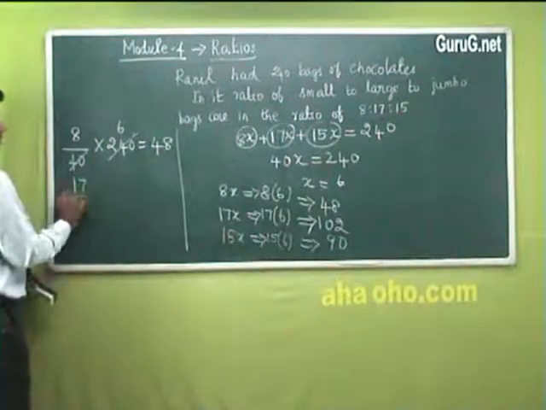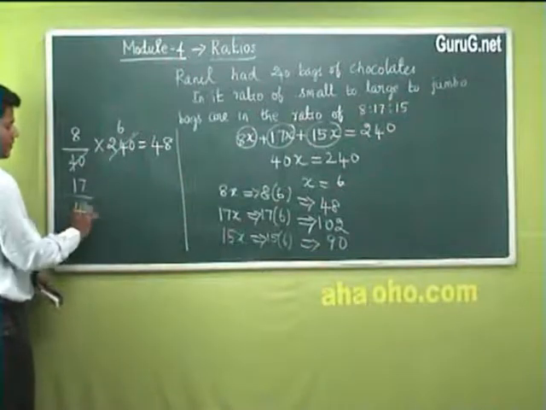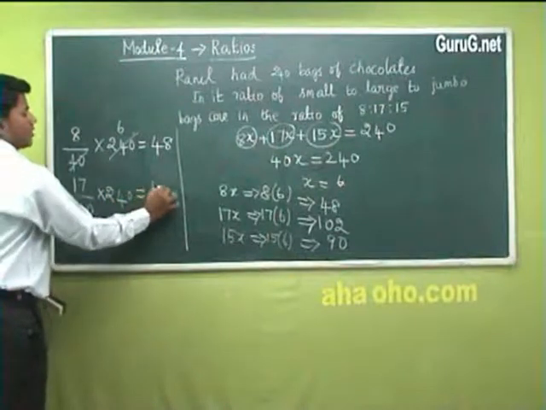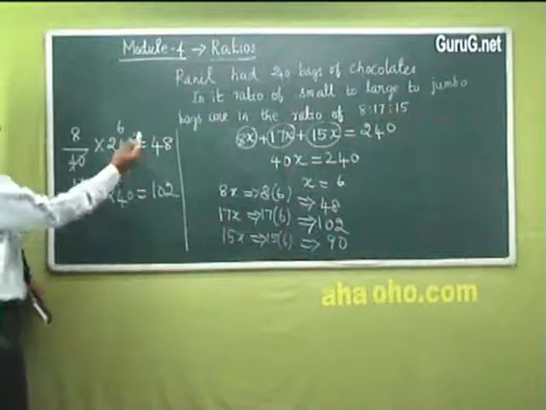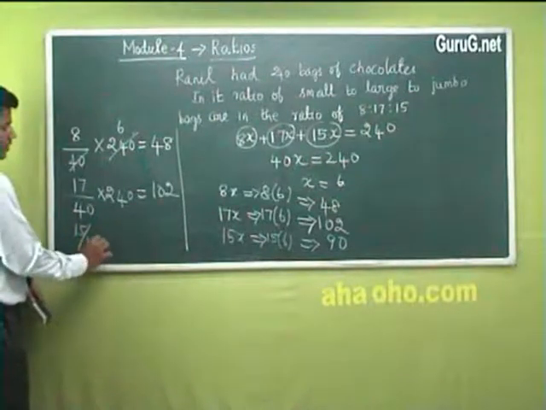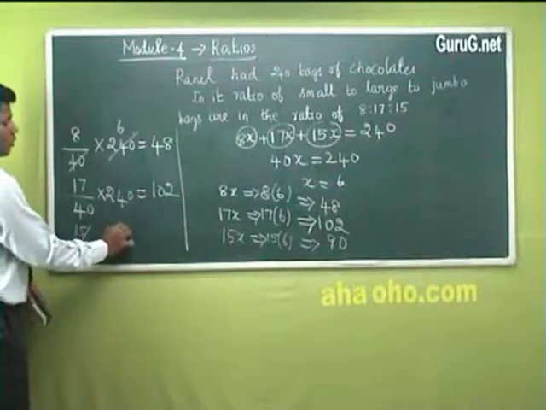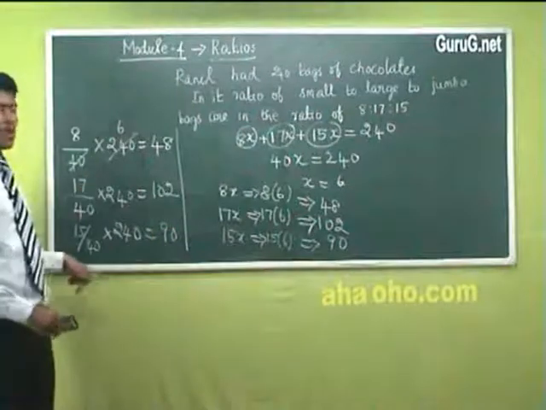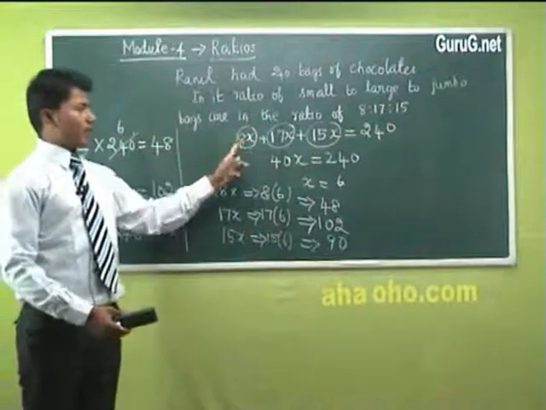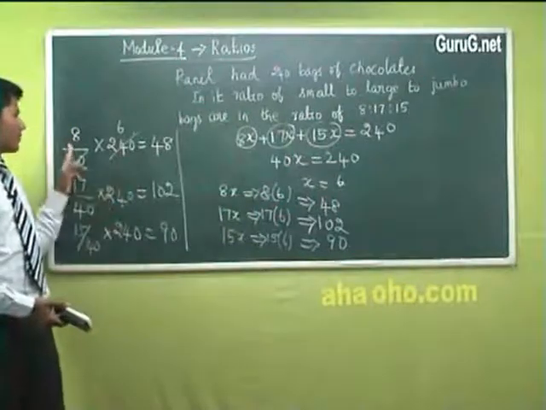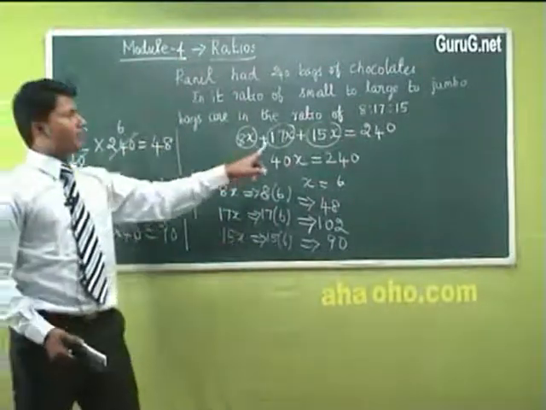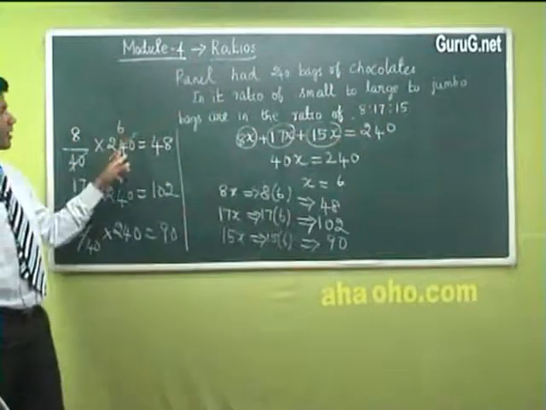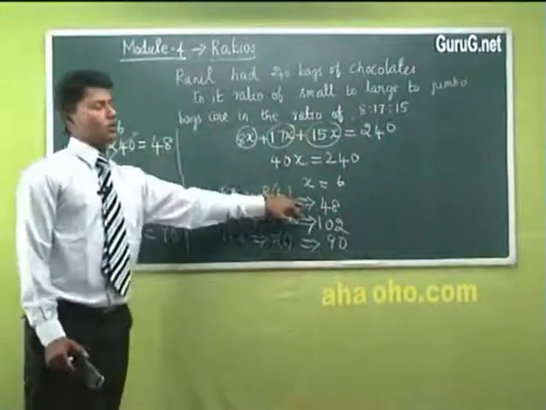Similarly, to find the number of large packets, 17 by 40 into the total number of bags, 240. The answer is 102. Similarly, for jumbo, 15 by 40 into 240. The answer is 90. So even in this way you can proceed, or you can take the unknown value as x and do the same thing. This would be more comfortable. Take the ratio, divide it by the sum. 8 plus 17 plus 15 is 40. So 8 by 40 into the total number of packs, 240. So 48 is the answer, the same value.